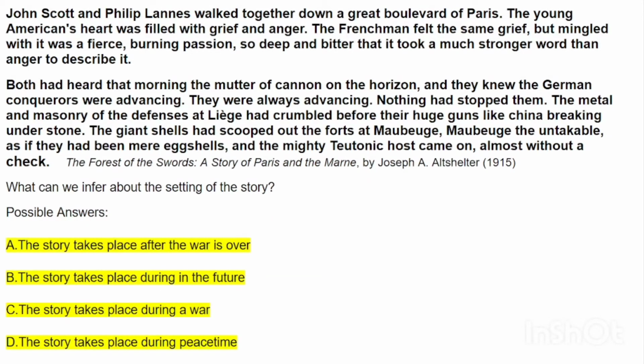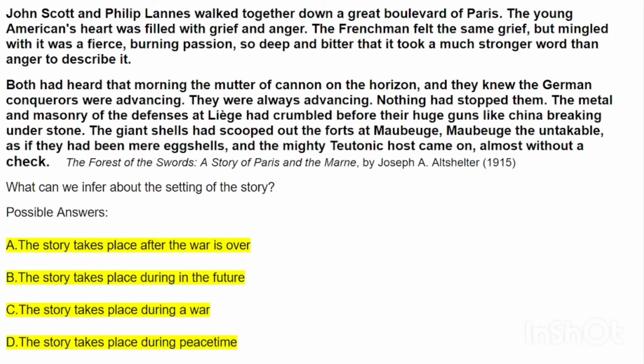So it seemed like one was American, he was filled with grief and angry, and the other one was Frenchman. He was filled with the same grief, but it seems like he was angrier, if we're going to go deep into it, because it says a much stronger word than anger to describe it. So I guess he's very, very angry. About what though? So this is me continuing now. Both had heard that morning the mutter of cannon on the horizon, and they knew the German conquerors were advancing.